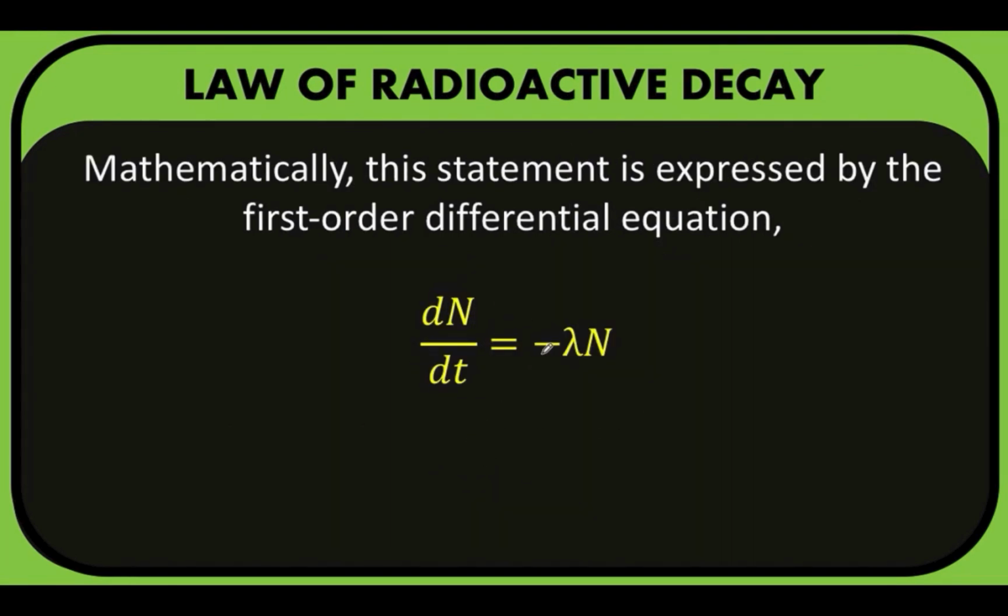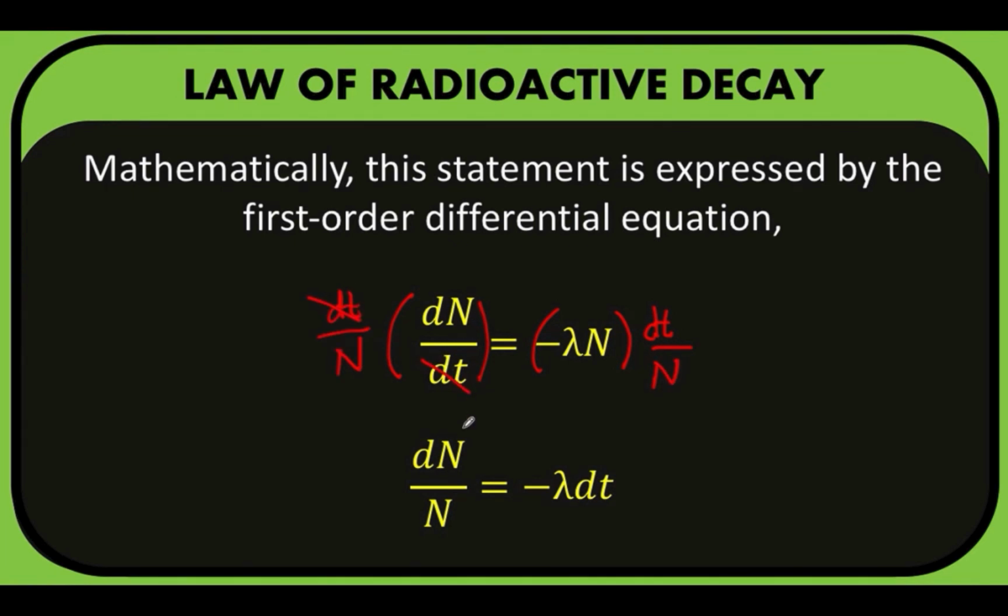There is a technique we call separation of variables, where we pretend that dn is the numerator and dt is the denominator, and we can gather all the n variables at the left and the other variables at the right. We multiply both sides by dt over n. So what is left now at the left is dn over n, and at the right, we have negative lambda times dt. Then let's have some more space to solve this.